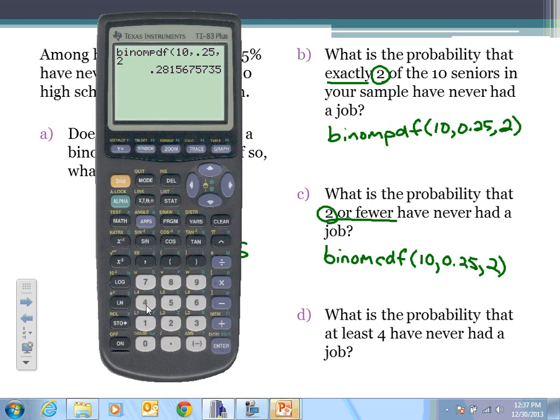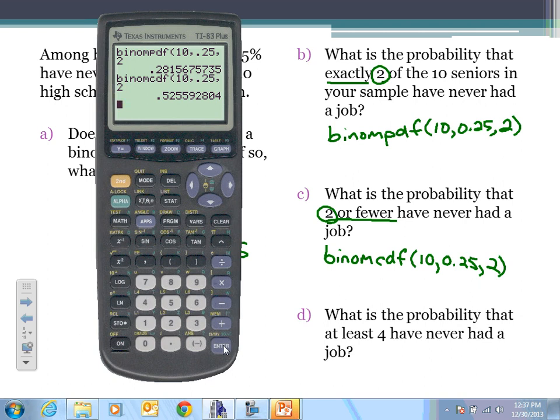Again, if we go back to our graphing calculators, go back to the distribution menu. This time we're going to choose the binomial CDF. Same command here, 10, comma, 0.25, comma, 2, and we hit enter. And we can see a probability here of approximately 53%. So we would expect it to be higher since it accumulated 3 different situations, 3 different probabilities, and added them together. All right? So let's move on to letter D.